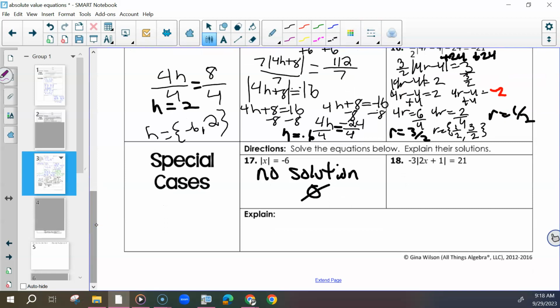Sometimes you won't see that it's no solution until you start to solve it, until you start to isolate it. So here, when I go to divide both sides by -3, I have absolute value of 2x plus 1 equals -7. But now my absolute value is isolated and it equals a negative, so I cannot solve it at that point. It's no solution. This symbol also means no solution.